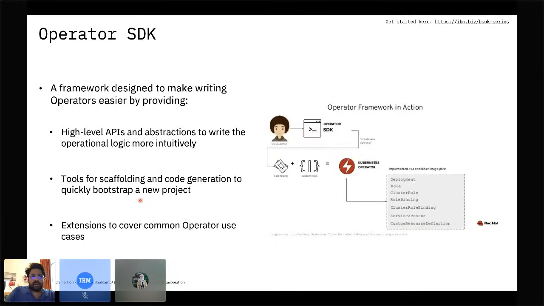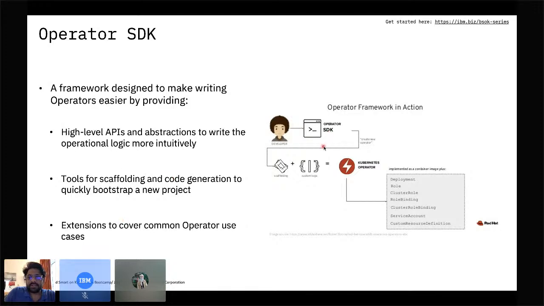So Operator SDK is what's used to make a custom operator, or by anyone who's an operator developer. It gives high-level APIs and abstractions to write the operational logic more intuitively. It's basically a scaffolding and code generation tool to bootstrap a new project. And extensions cover common operator use cases as well. So it does have an extension-based approach where you can cover very common use cases.